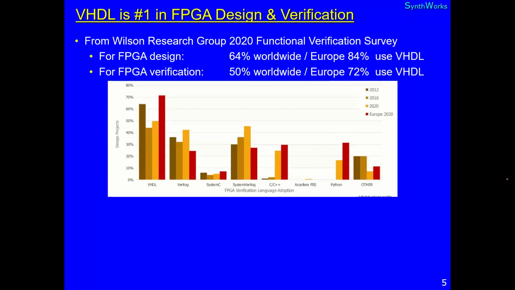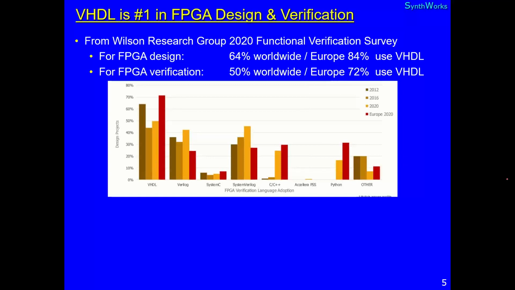So where is VHDL as far as everything else goes? Because of course, there's rumors in the industry that VHDL was dying or something of that nature. That's nonsense. VHDL is number one in the FPGA design and verification market. This comes from the Siemens-sponsored Wilson Research Group 2020 Functional Verification Survey. We can see that worldwide, 64% of designers use VHDL.